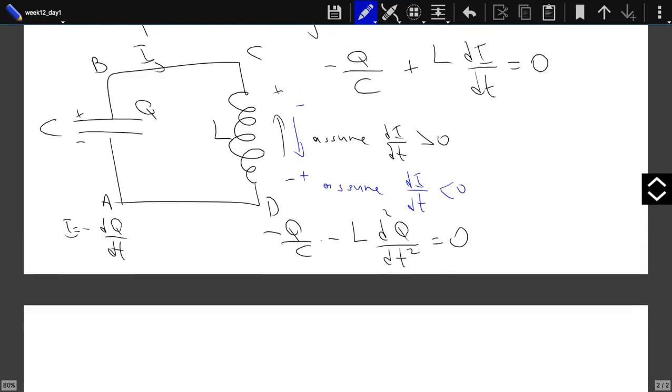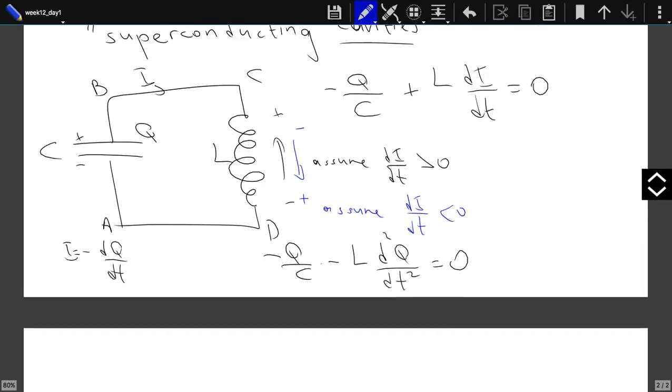Well, let's look at this sketch. This is how we define the positive charge and the positive current. This is our definition. You could have defined it in other ways. If the charge is decreasing, the current is positive. So if dq by dt is negative, I should be positive. That is why we have that minus sign over there.